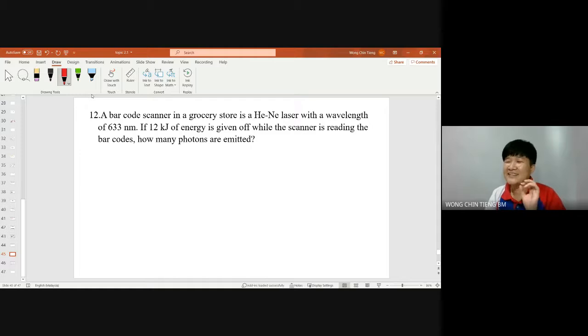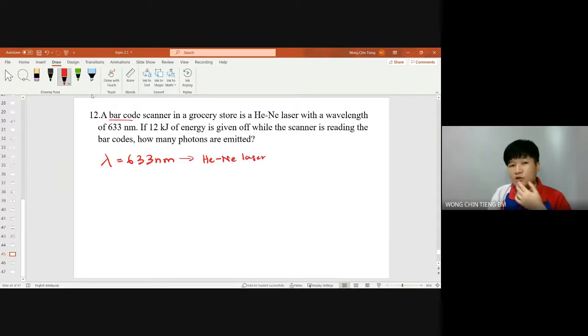Alright, yang ni saya bagi cara je. Apa maksud soalan dia? Ni pun soalan pasir. Problem dia adalah saya baca soalan pun saya tak faham Miss Wong. Okay. So the question stated over here is a barcode scanner in a grocery shop with a wavelength. So the barcode scanner having a wavelength of 633 nanometer. Okay. Alright. That is the transition of the HE to NE laser.